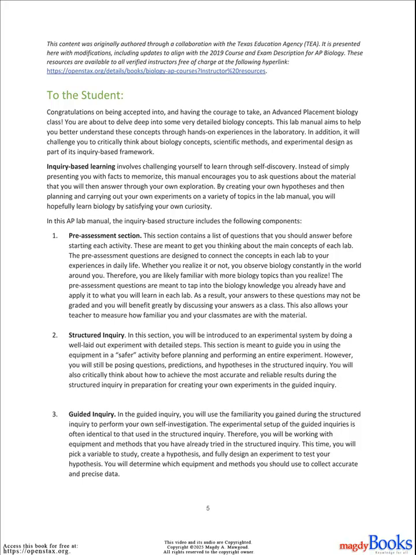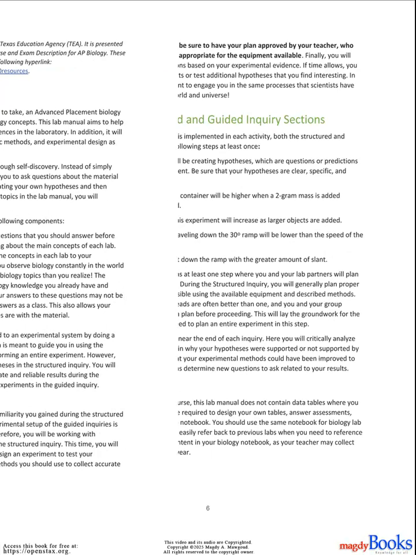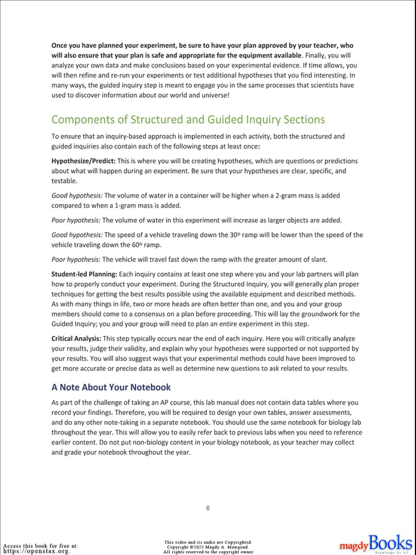This time, you will pick a variable to study, create a hypothesis, and fully design an experiment to test your hypothesis. You will determine which equipment and methods you should use to collect accurate and precise data. Once you have planned your experiment, be sure to have your plan approved by your teacher, who will also ensure that your plan is safe and appropriate for the equipment available. Finally, you will analyze your own data and make conclusions based on your experimental evidence. If time allows, you will then refine and rerun your experiments or test additional hypotheses that you find interesting.